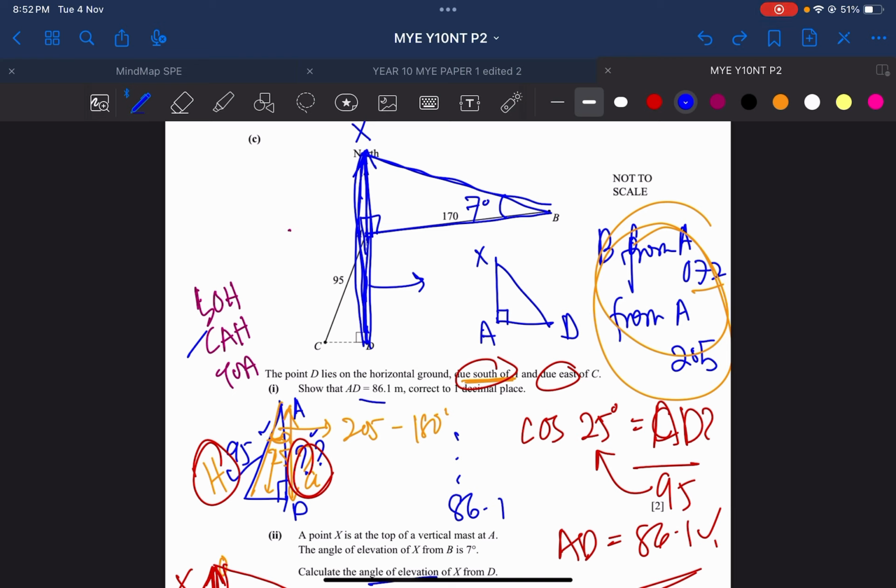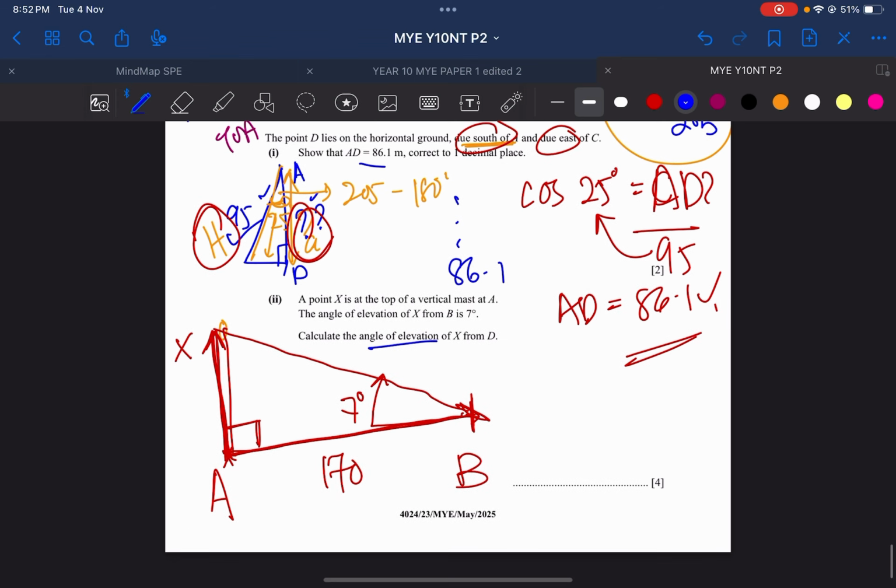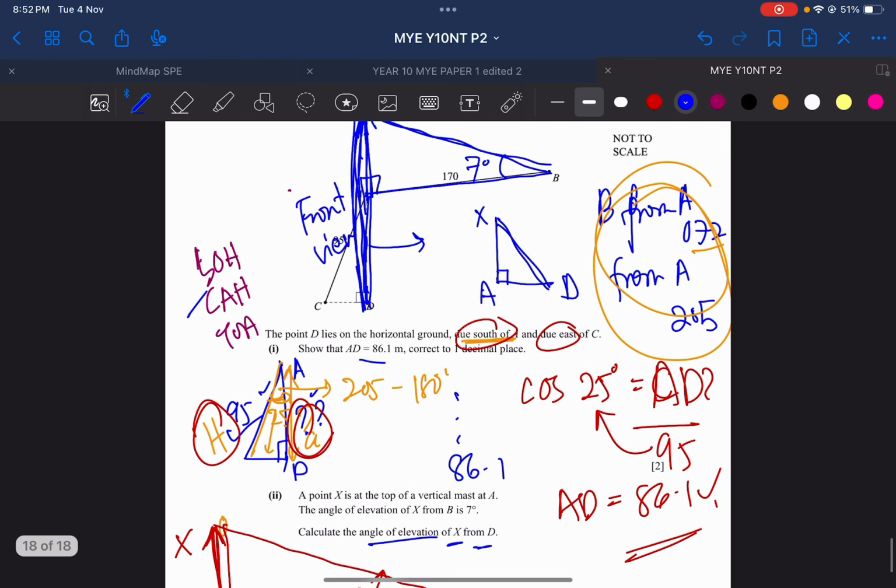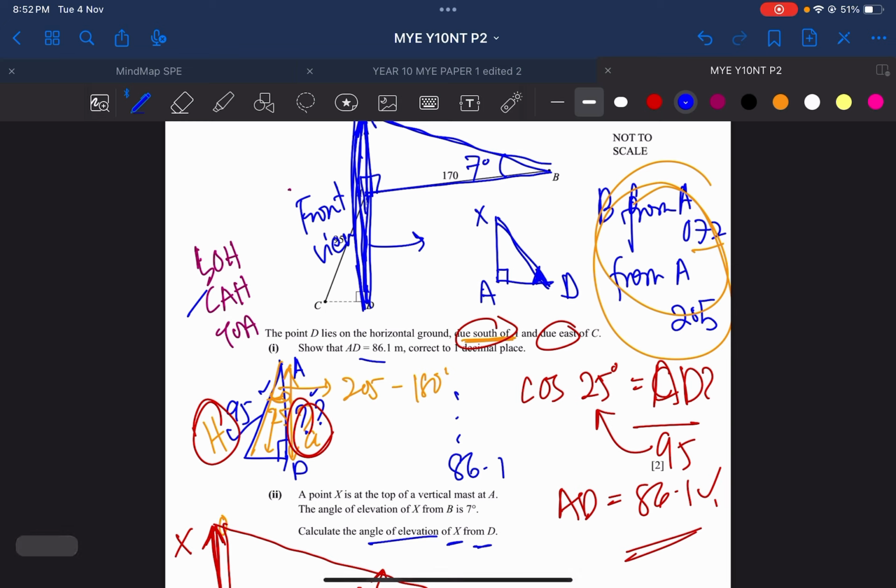Ini tempat diorang bertemu. Ia macam seolah-olah front view right now. So, ini side view, ini front view. Umpamanya ini hypotenuse. Okay. So, side view-nya, this is it. Kita mesti cari elevation of X from D. So, we are standing arah D, melihat ke atas arah X. So, we want to find that.